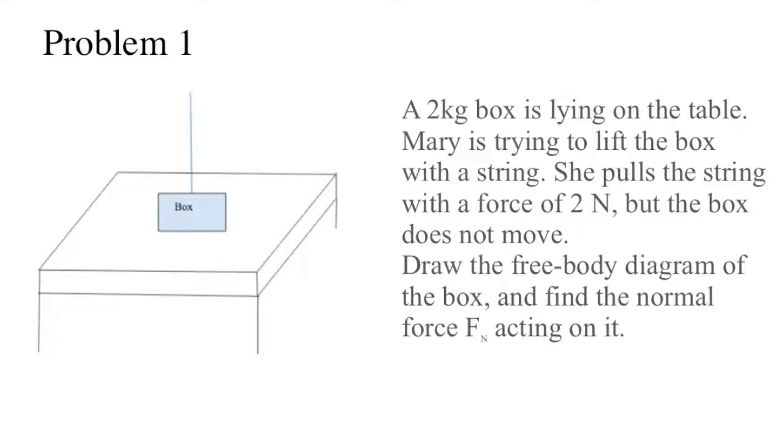Mary is trying to lift the box with a string. She pulls the string with a force of 2 newtons, but the box does not move. Draw the free body diagram of the box and find the normal force acting on it.